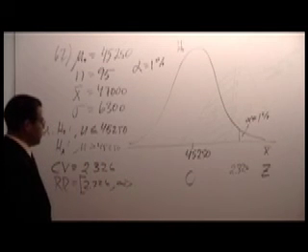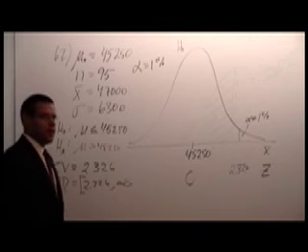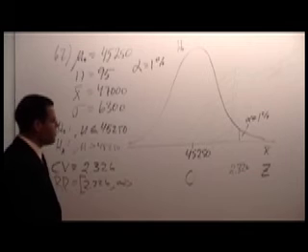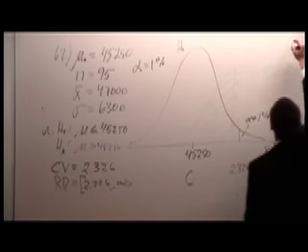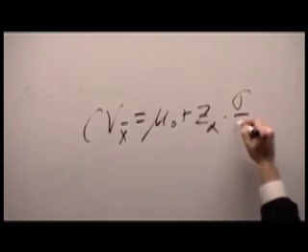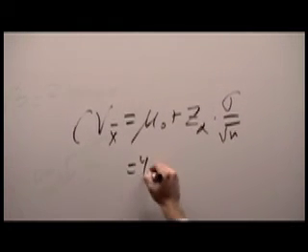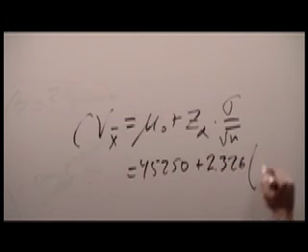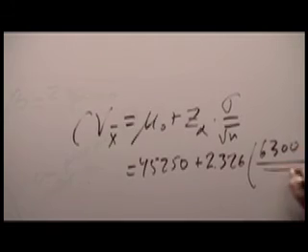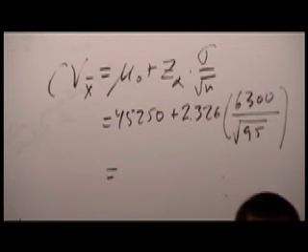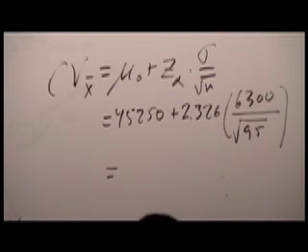Now, what about in terms of x bar? Remember, what follows is not my preferred approach, but you can choose pretty much whichever way you want to do it. The critical value in terms of x bar is mu sub 0 plus z sub alpha times sigma over the square root of n. So that's 45,250 plus 2.326 times 6,300 over the square root of 95. I think we have a calculator here.